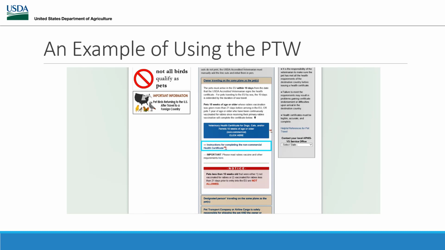Notice that USDA APHIS is providing you with help in preparing the health certificate in the form of instructions. Make sure you click on that document and use it when you complete the dog's health certificate. Now click on the Health Certificate blue button to open the health certificate.